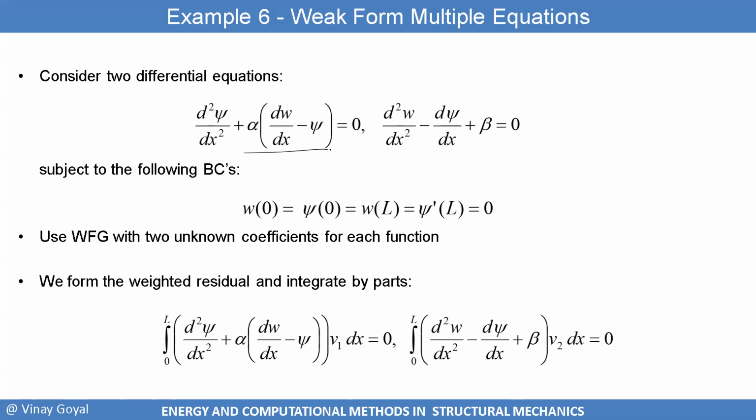So you have the first equation here, the second equation here, and it's subject to, say, these boundary conditions. So you want to use the weak form Galerkin with two unknown coefficients for each function. So just take the first function, multiply by v1, and the second equation by v2.